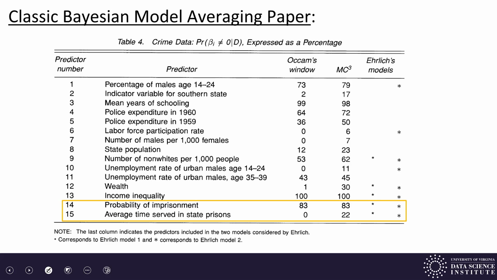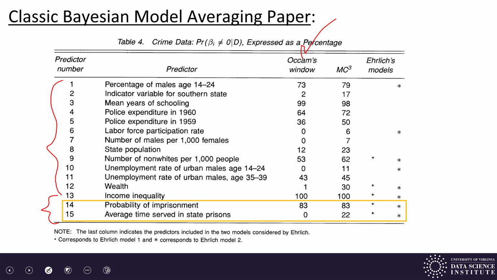This is the probability of being included in the top model for every variable. Here are the 13 variables that we're trying to control for, and there are two variables, 14 and 15, here at the end.